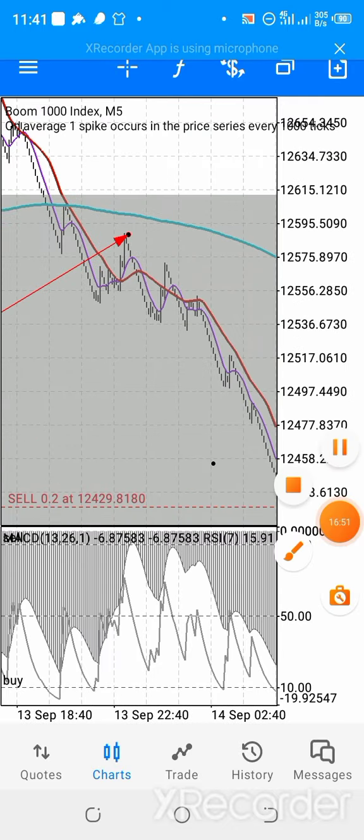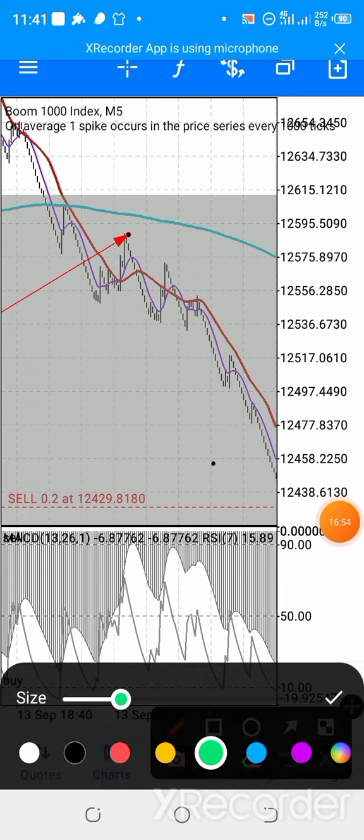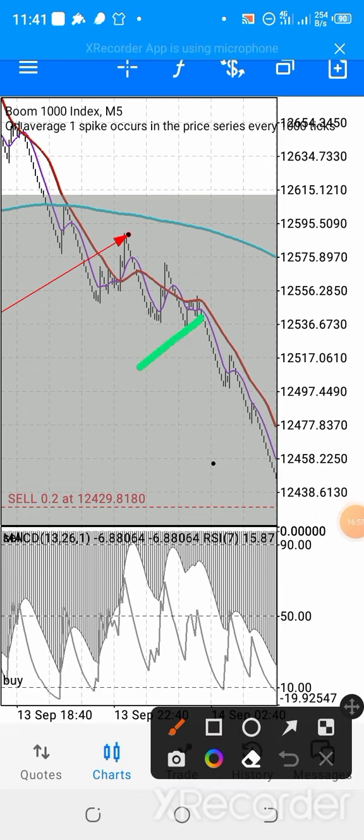This was another entry. Every spike that closed back under it was an entry. This was an entry, this was an entry. So this is how you can open multiple positions if you were quite on time. This was an early cross.